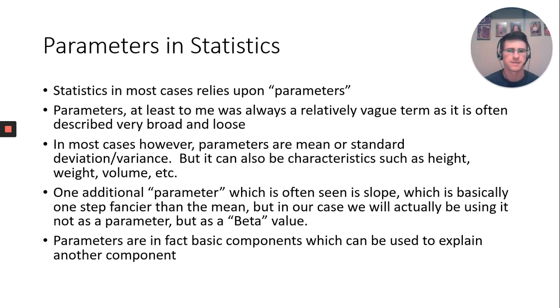So I'll start with parameters and statistics. Personally, my own frustration with the term parameter and its use in statistics is the fact that it's used so widely. Parameters are used for absolutely anything that describes a data set in statistics. And usually, parameters are meant to explain the mean of a data set, or the standard deviation of the data set, or the variance of a data set. But as you get more complex and more aspects of data that you want to describe, they can also be things like characteristics, such as height or weight or volume. So it covers a very wide range.